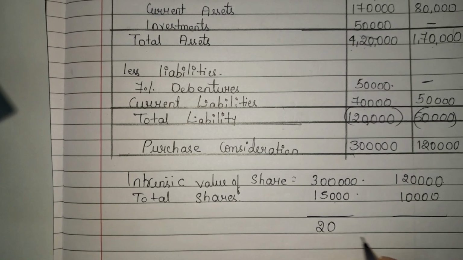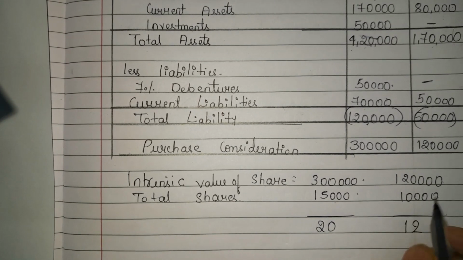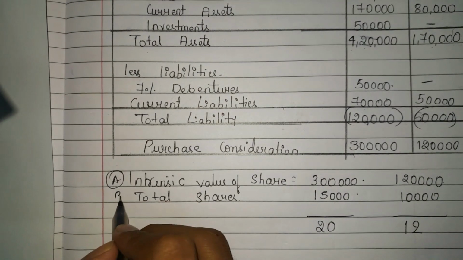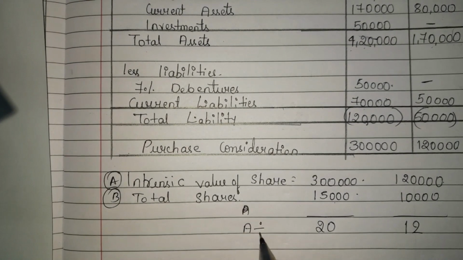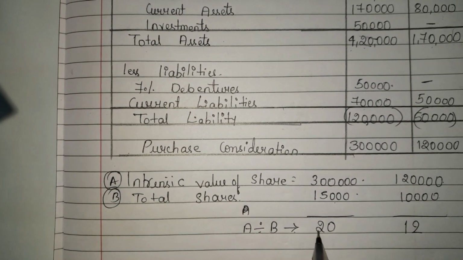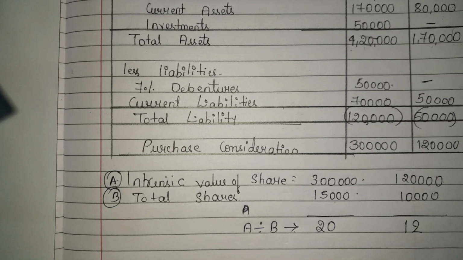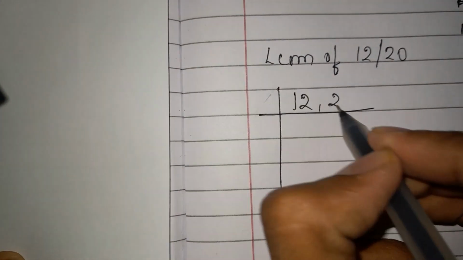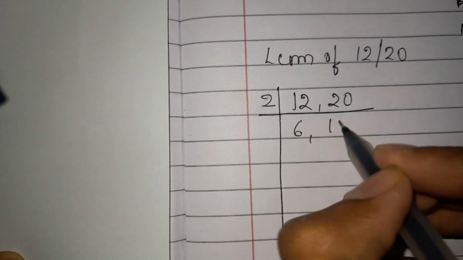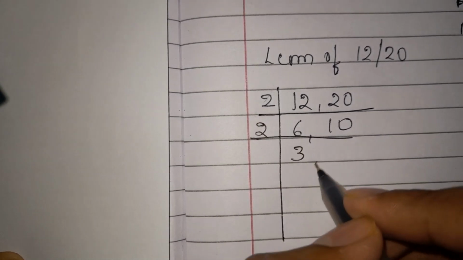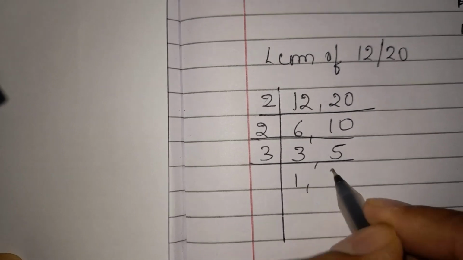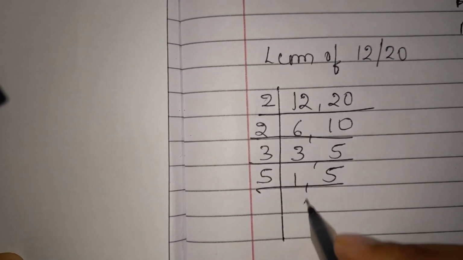That time we will get here 20 and here 12. Think that this is A and this is B. Here you need to divide A by B. Now after doing this, you need to take the LCM of 20 and 12. Let us see how to take LCM of 12 and 20. So this is how we need to take the LCM: 2 6s are 12, 2 10s are 20, 2 3s are 6, 2 5s are 10, 3 1s are 3, write the 5 as it is.